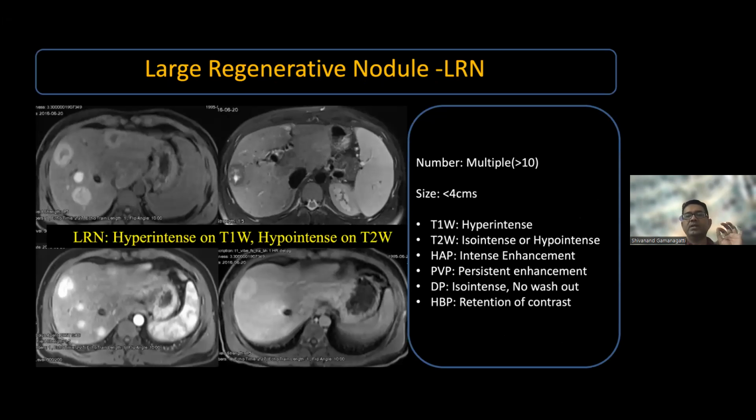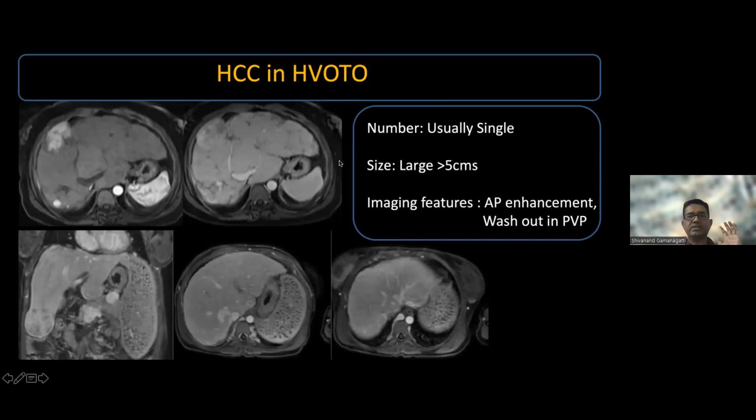Whereas on T2 weighted image, these tend to be hypointense. On T1 weighted image, you may have hyperintensity because of iron deposition, but they will not show any washout. Whereas HCC in Budd-Chiari syndrome, the enhancement pattern remains the same as cirrhotic, enhancement in the arterial phase and washout, but you have to prove it. And HCC in a Budd-Chiari background tends to be single, very large, and usually associated with cirrhotic changes.